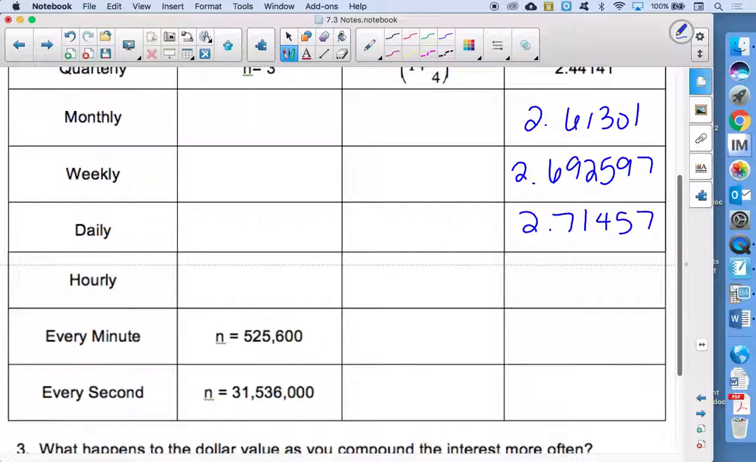Hourly, how many hours were there? 8,760. Yeah, 8,760 hours in a year. So that number would have been 2.718127. And then every minute, anybody know the song that goes along with it?